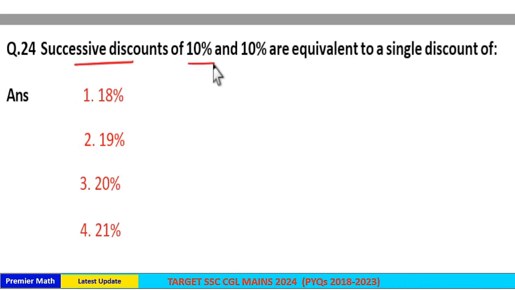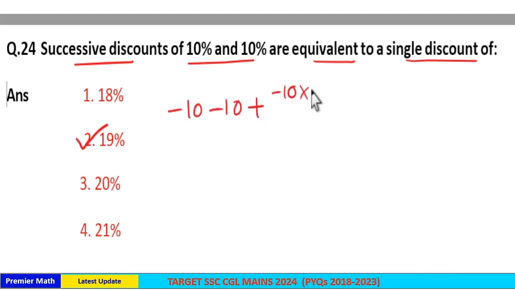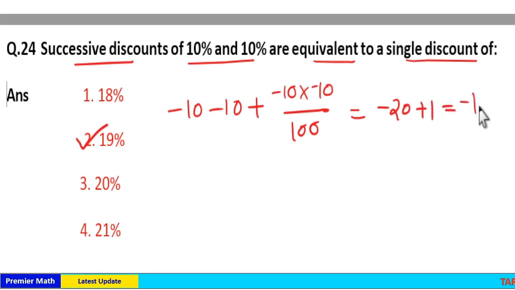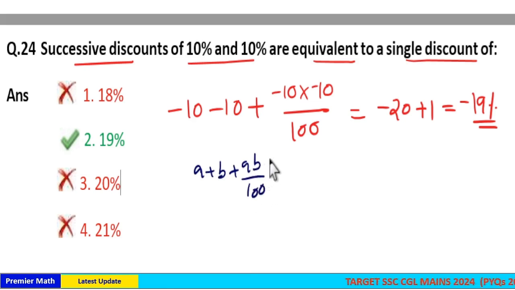Successive discounts of 10% and 10% are equivalent to a single discount of 10 plus 10, 20, 20 minus 1, 19. Option 2 is your answer. That is, this is a discount, so minus 10 plus minus 10 into minus 10 divided by 100, which is equal to minus 20 plus 1, which is equal to minus 19%. Use the a plus b plus ab by 100 formula, the successive discount formula.